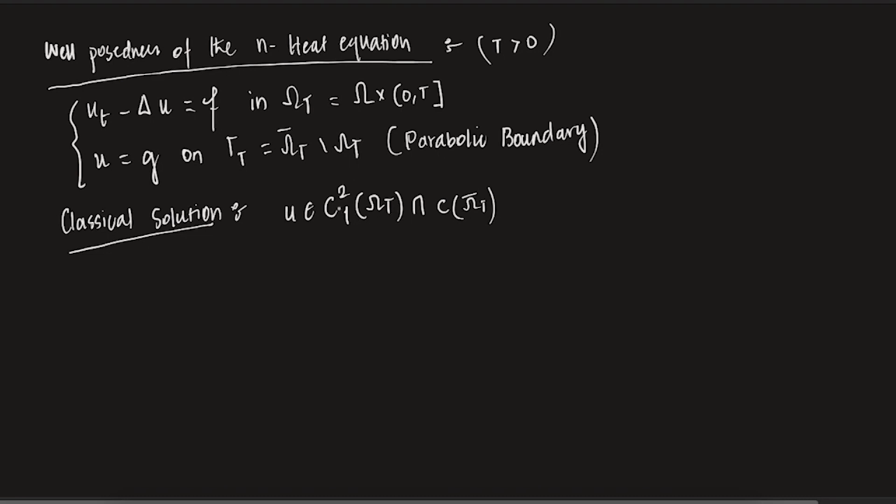Omega t, of course, it has to be C21 in the domain omega cross 0 t, because in this omega t only this has to satisfy the equation. And for this equation to be satisfied, u has to be at least twice differentiable with respect to x and once differentiable with respect to t. That is what I wrote here. Intersection C omega t bar.